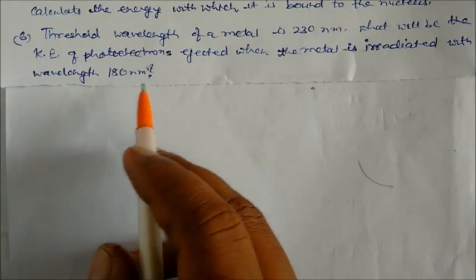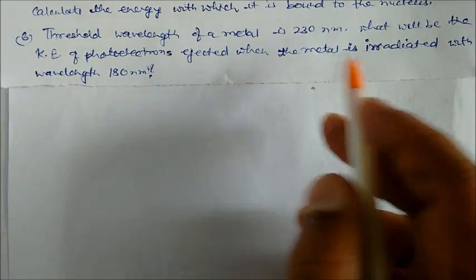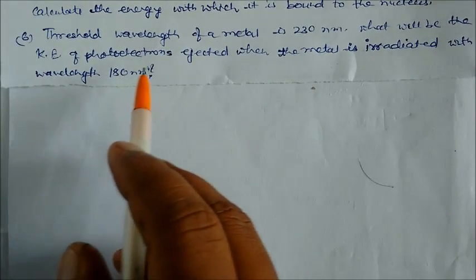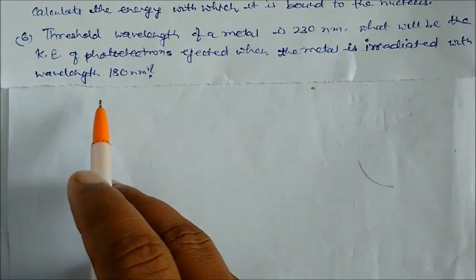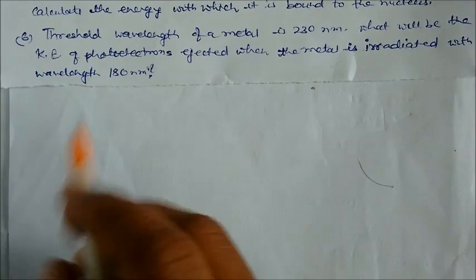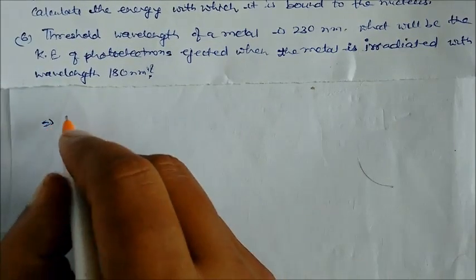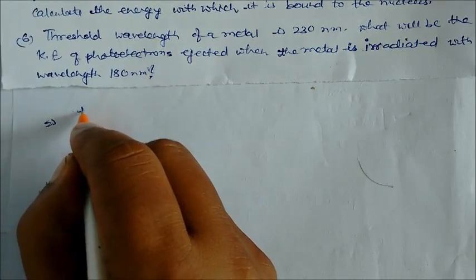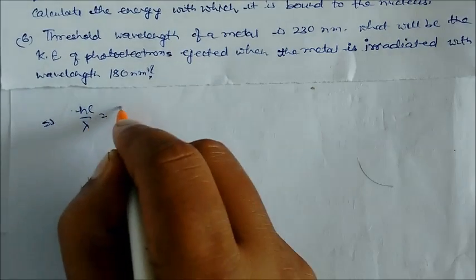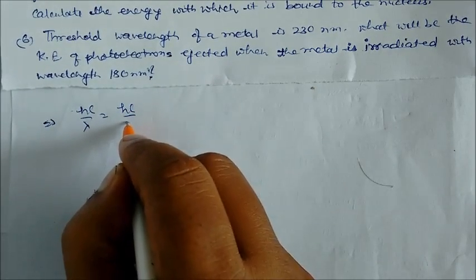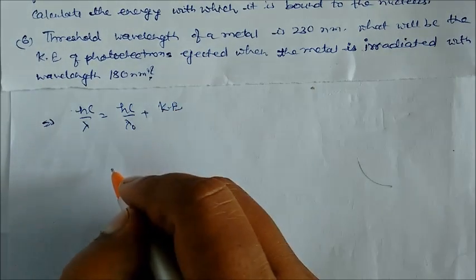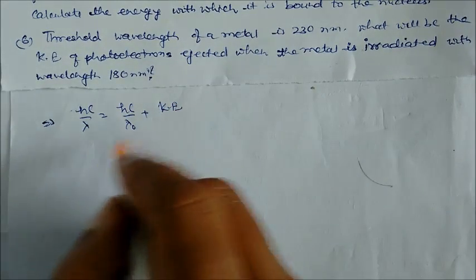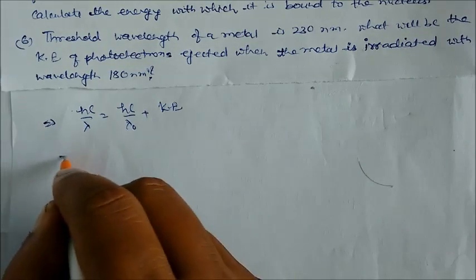Threshold wavelength of the metal is 230 nanometer. What will be the kinetic energy of the photoelectrons ejected when metal is irradiated with wavelength 180 nanometer? So again we can use this value, that is hc upon lambda is equal to hc upon lambda naught plus kinetic energy. Same thing we have converted into energy form. So here we can write, so this is your kinetic energy.